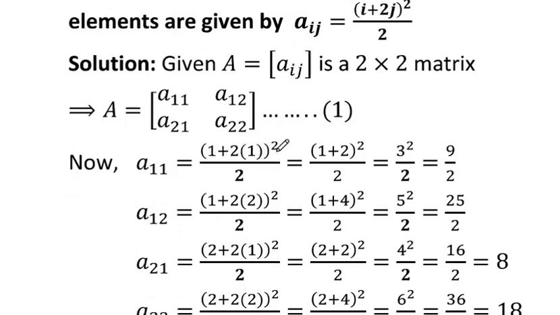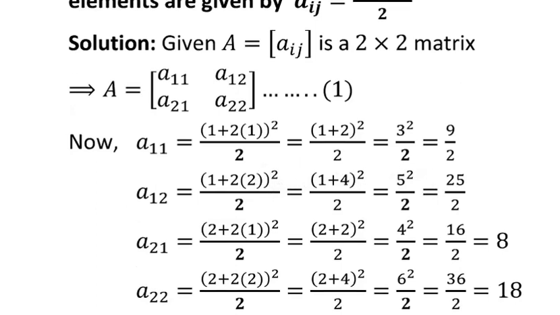1 plus 2 into 1 whole square divided by 2. That is 3 square, 9 divided by 2. And a12 is equal to 1 plus 4 whole square divided by 2, 25 by 2. a21 is equal to 2 plus 2 into 1 whole square.